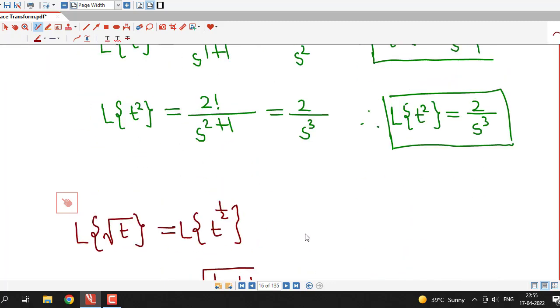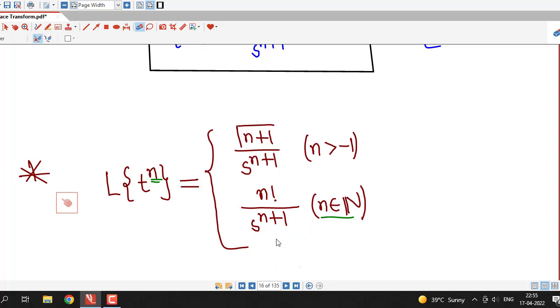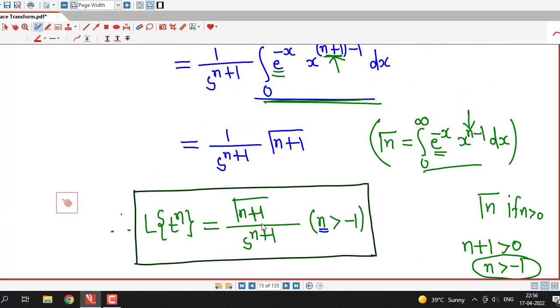So in this way we can use this formula to obtain the Laplace transform of this type of powers of t, and we will remember this formula always. The Laplace transform of t raised to n is gamma n plus 1 divided by s raised to n plus 1. This is valid for every real number which is bigger than minus 1, and in particular if n is a positive integer or a natural number, we will use the Laplace transform of t raised to n equal to n factorial divided by s raised to n plus 1.